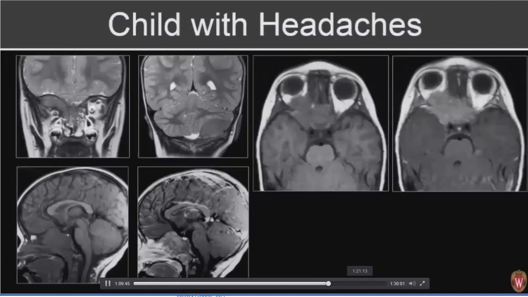So this is a different patient, a child with a headache, and we can see that this patient has multiple lesions. We've got a lesion along that posterior skull base. We have a second lesion within the clivus and central skull base, as well as a lesion along the orbit.